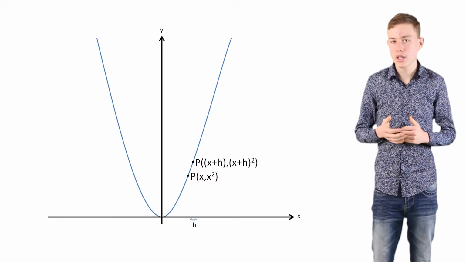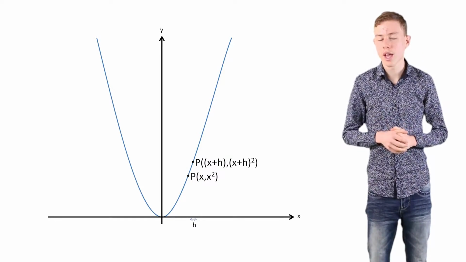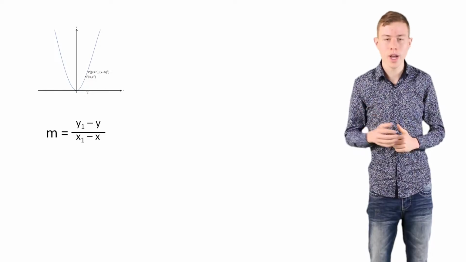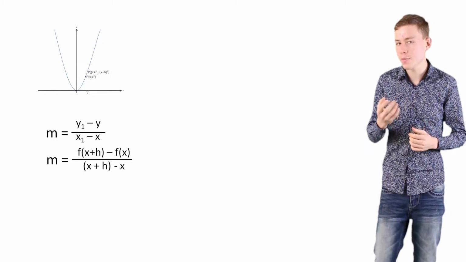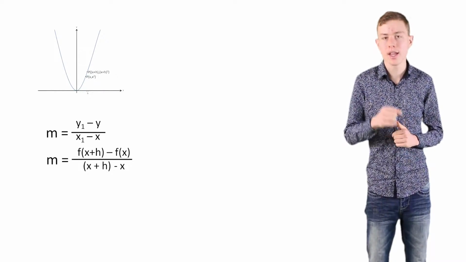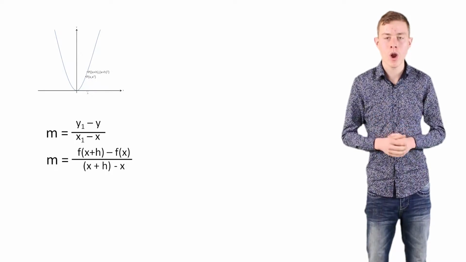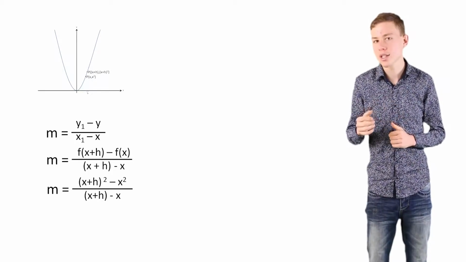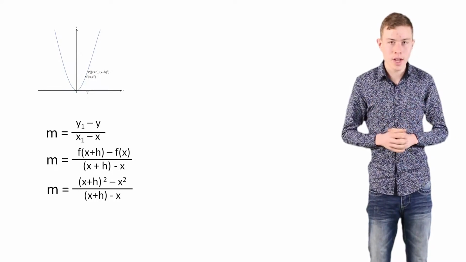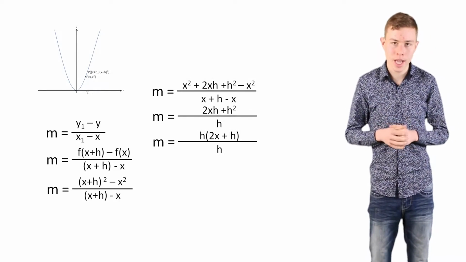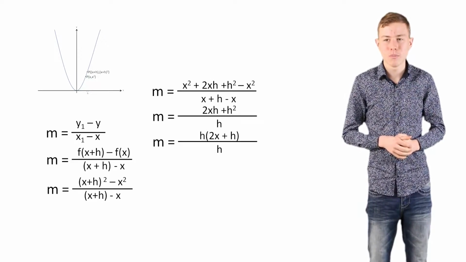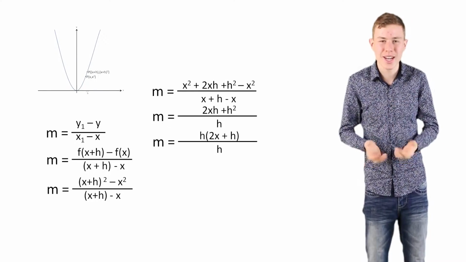So, we want to find the gradient of the line between these 2 points as h approaches 0. So if we remember the gradient formula, we can go (y1 minus y) over (x1 minus x), or f(x plus h) minus f(x) over (x plus h) minus x, as h tends towards 0. So we're going to have (x plus h) all squared minus x squared over (x plus h) minus x, as h tends towards 0. Now this simplifies to become h(2x plus h) all over h, as h tends towards 0. But we can't sub 0 into this equation, because we're going to get something that divides by 0, and you can't divide anything by 0.